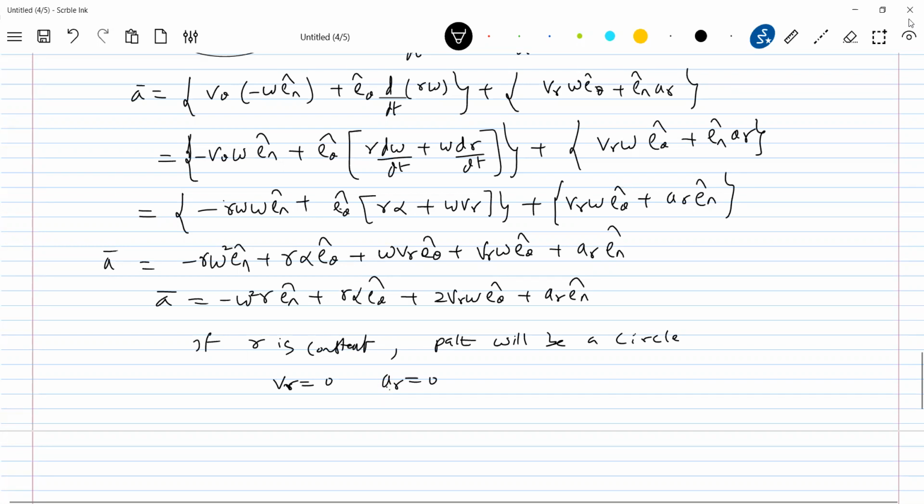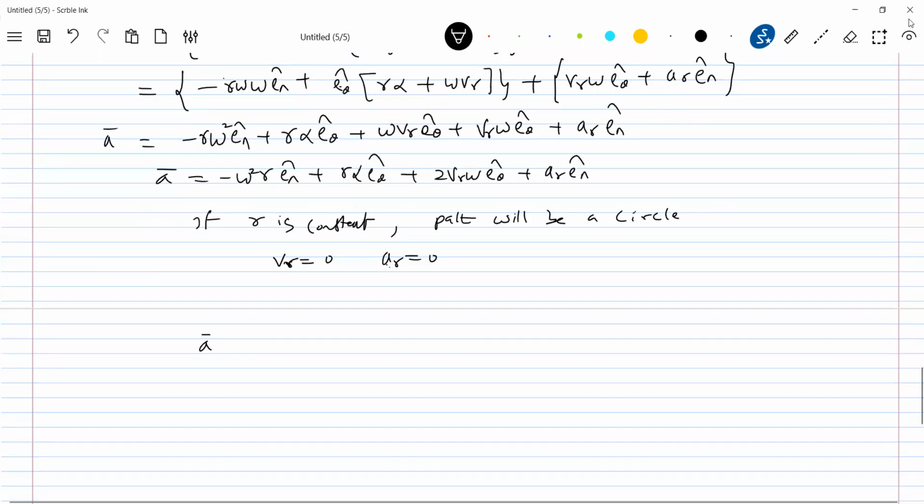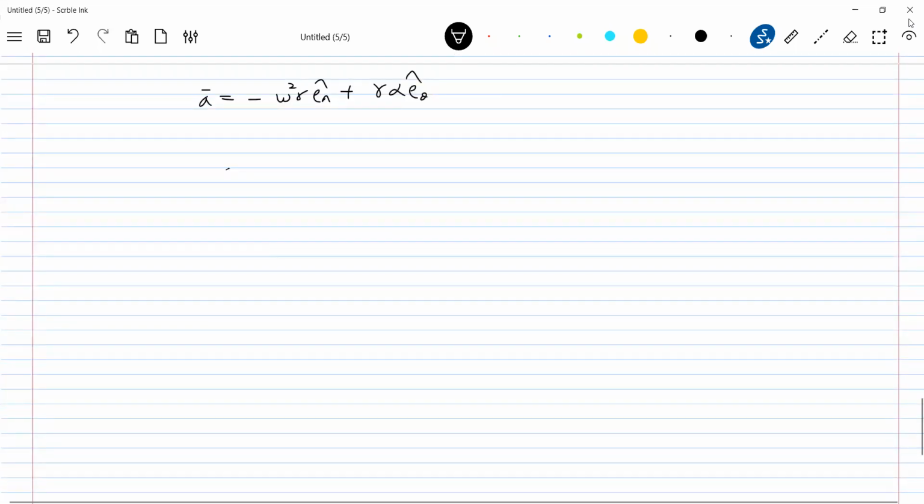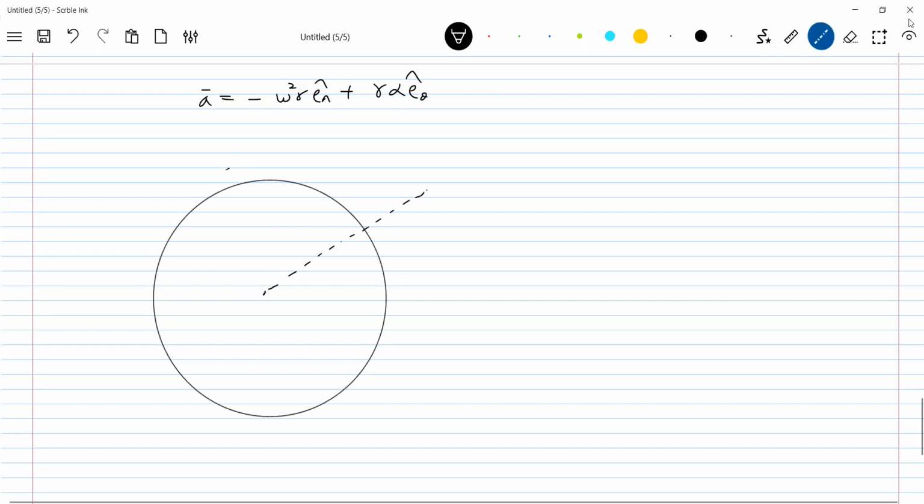Then what is the total equation? It will just end up with A bar equal to minus omega square r En cap plus r alpha E theta cap. Only two accelerations are there: one along the normal, radial direction, the other in the tangential direction. So what are these two accelerations? If I draw a circle, this is what our syllabus has. If you see the books now, they have started from here, but you must know all this that I discussed till now. So there are two directions. You can see this.